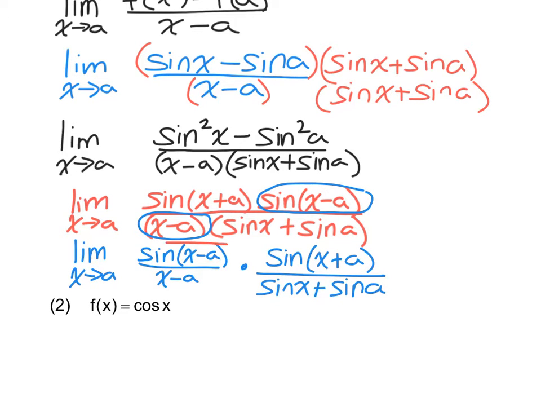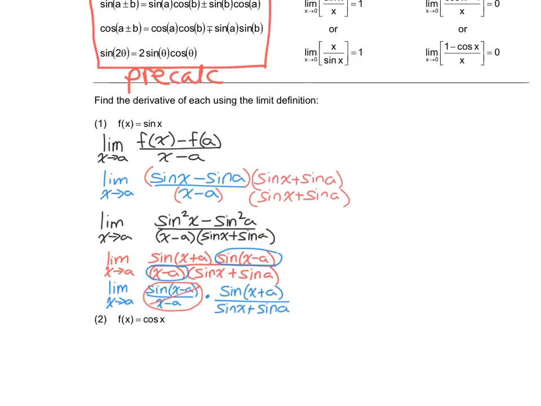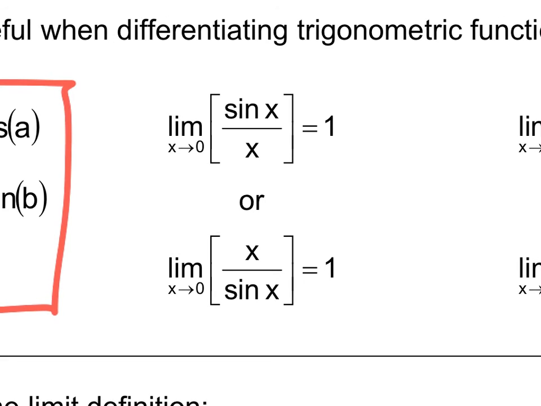All right, so what does this part become? 1. That's one of our rules above. It's that sine of a over a model. As long as what's contained within the sine matches the thing on the bottom, then you're in good shape. You can cancel that to 1. So that's a variation of this rule.